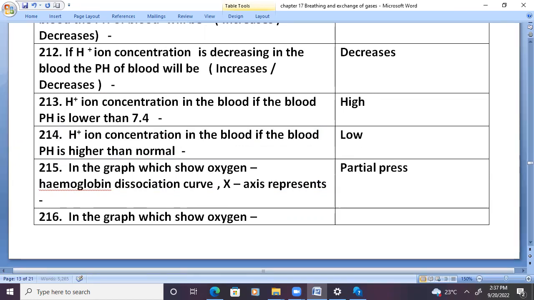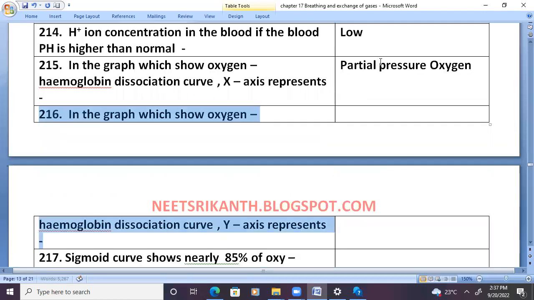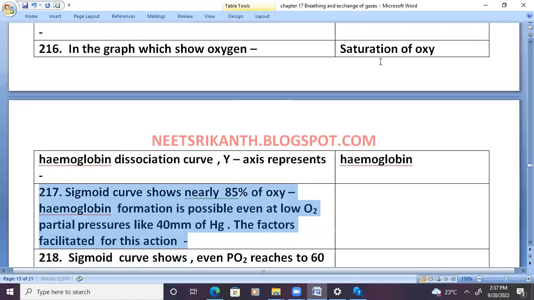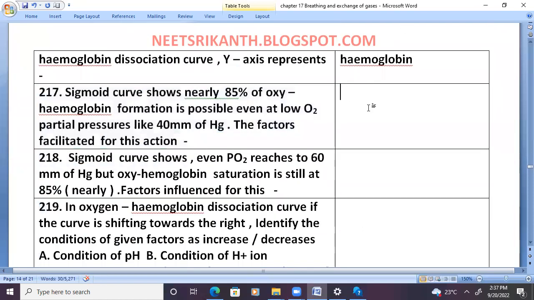In the graph which shows the oxygen hemoglobin dissociation curve, the x-axis represents partial pressure of oxygen, and the y-axis represents saturation of oxyhemoglobin. The sigmoid curve shows nearly 85% of oxyhemoglobin formation is possible even at low oxygen pressures like 40 mm of Hg. Low carbon dioxide, high pH, and lower temperature are helpful for more association of oxygen with hemoglobin.